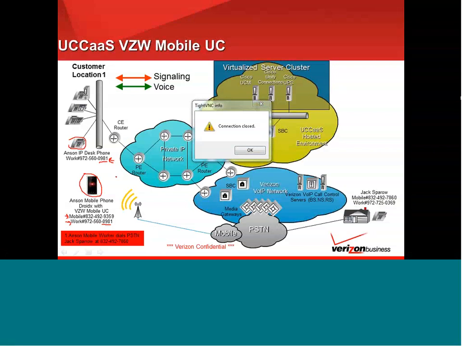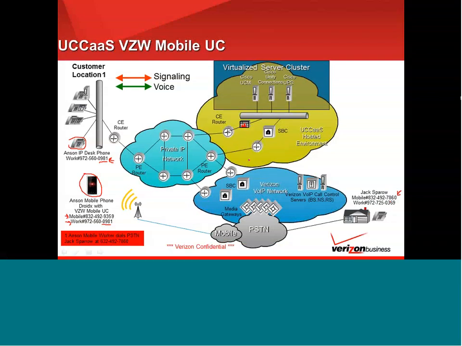Okay, what's going to happen is Anson's going to call Jack Sparrow. Jack Sparrow's sitting out here in the PSTN world, and his mobile number is 832-492-7860. All right? Uh-oh. Closed on me there. We'll have to re-invoke that.